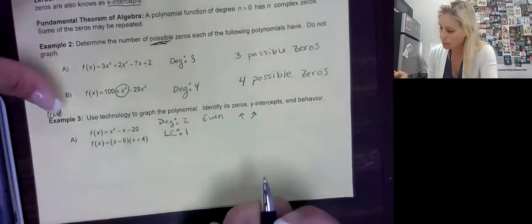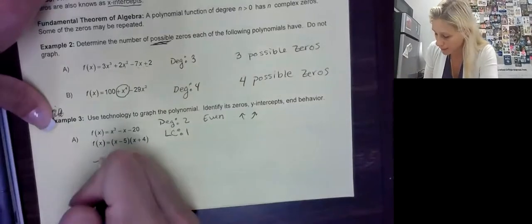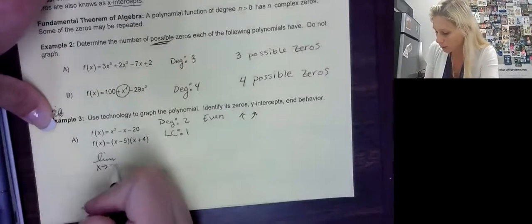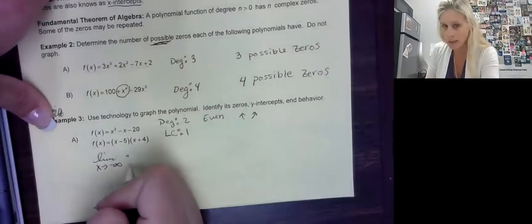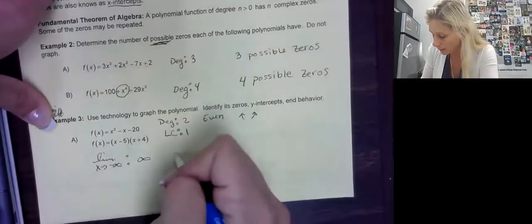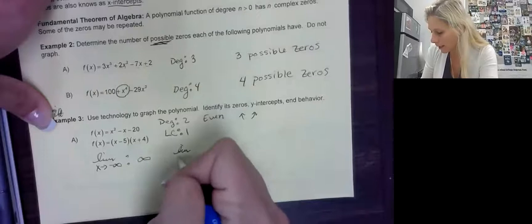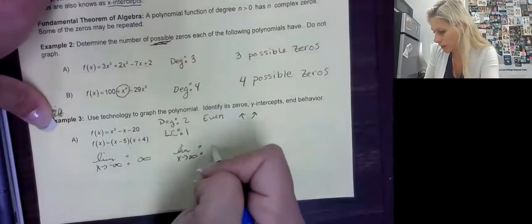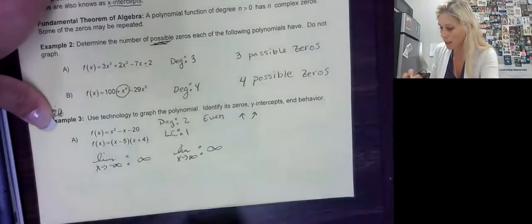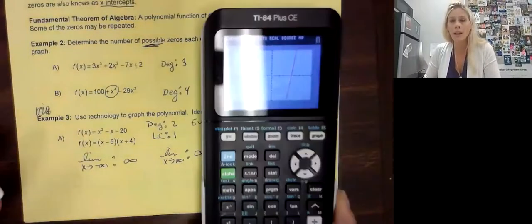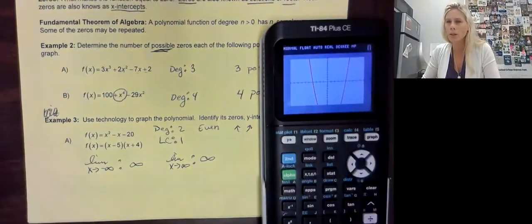Okay, so some things I want to prove to you or write down. So let's get that limit, that end behavior down. So the left side, right, should be going up, and that's to infinity. The right side is up, so that's to infinity. We have 2 possible zeros, and we need to find the y-intercept. So I'm going to show you on the calculator how to do this, but then we're going to talk about how we could have done it without the calculator.